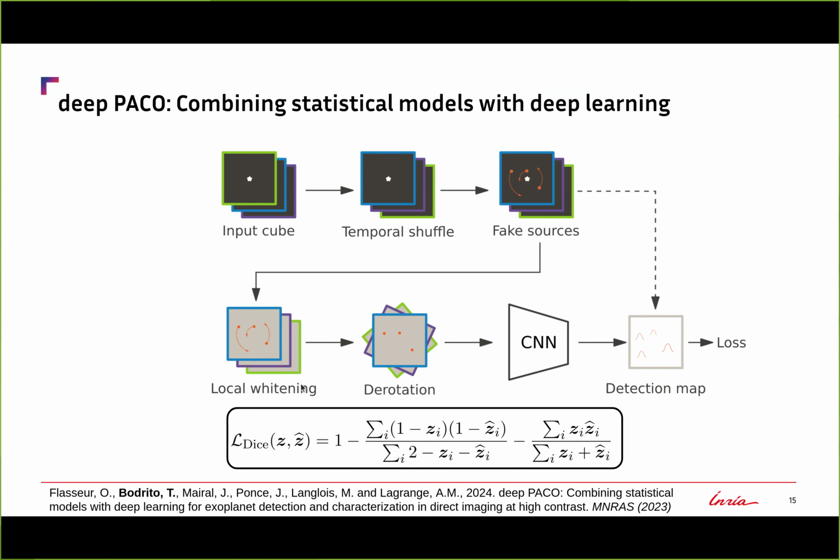Okay, and so to do the training, you need to define the training loss that will be minimized during training to update the weights of the neural network. The loss that we chose here is a Dice loss. It's a loss that is usually used in computer vision for segmenting images. So yeah, we use this one here.